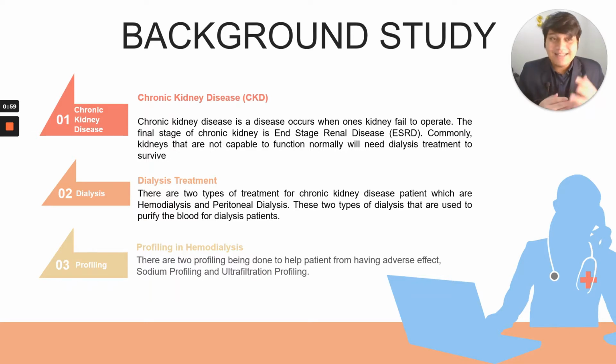Next, what is dialysis treatment? Dialysis treatment is basically a treatment to counter chronic kidney disease. It's not a cure. It is just to help the kidney process like normal. There are 2 types of dialysis treatment. First is hemodialysis. Second is peritoneal dialysis. These 2 types are used to purify the blood of dialysis patients. Profiling in hemodialysis: there are 2 profiling methods already being used to help patients avoid severe adverse effects, which are sodium profiling and ultrafiltration profiling. We will go through both of the profiling methods in the literature review section.